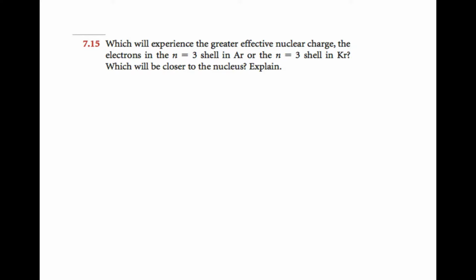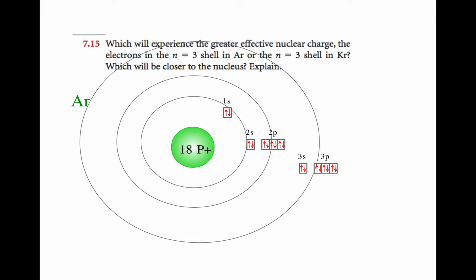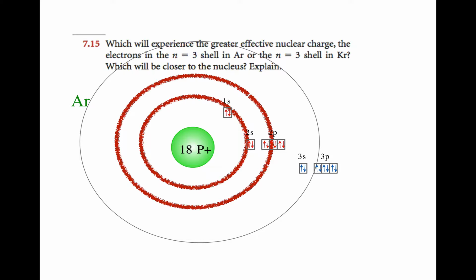Number 15, which will experience the greater effective nuclear charge: the electrons in the n equals 3 shell of argon, or the n equals 3 shell of krypton? Which will be closer to the nucleus? Explain. Okay. So with argon, we've got a neon core blocking the outer electrons from feeling the nucleus.